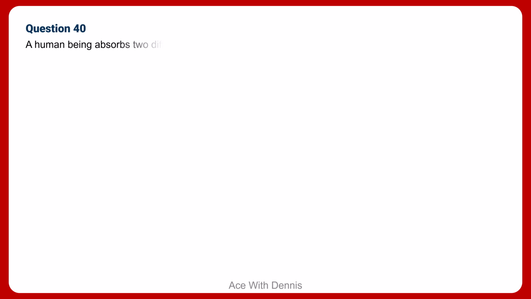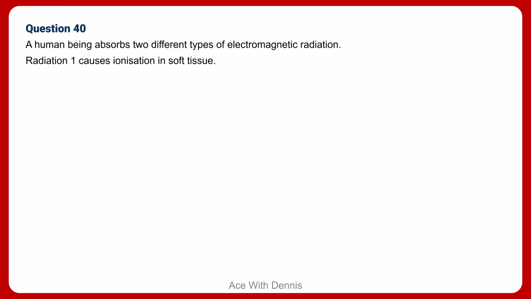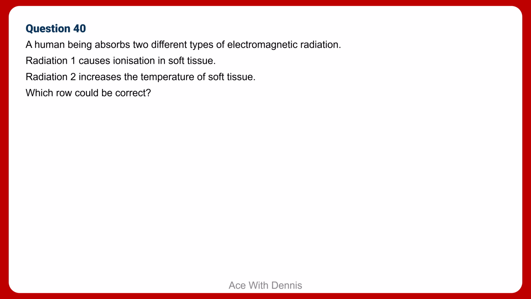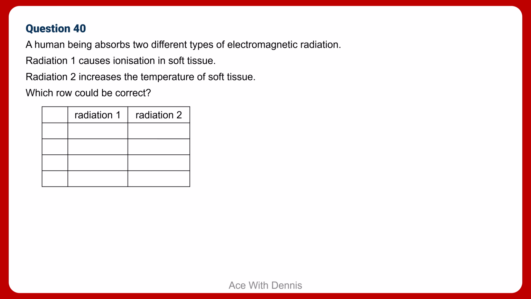Question 40. A human being absorbs two different types of electromagnetic radiation. Radiation 1 causes ionization in soft tissue. Radiation 2 increases the temperature of soft tissue. Which row could be correct?